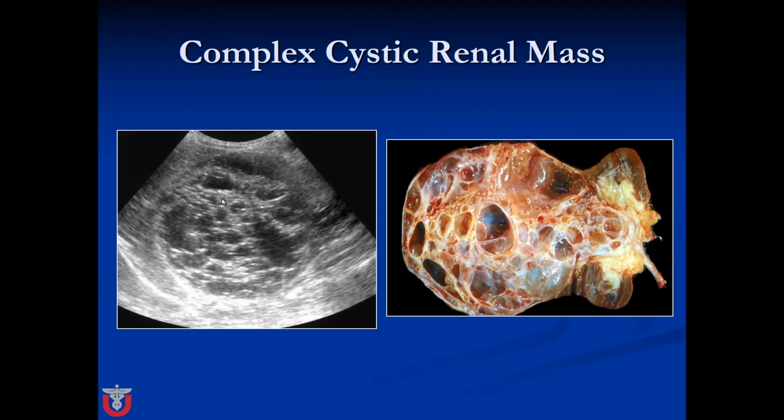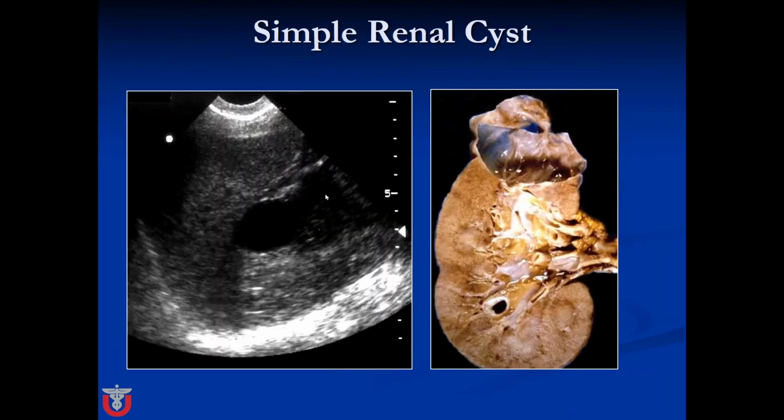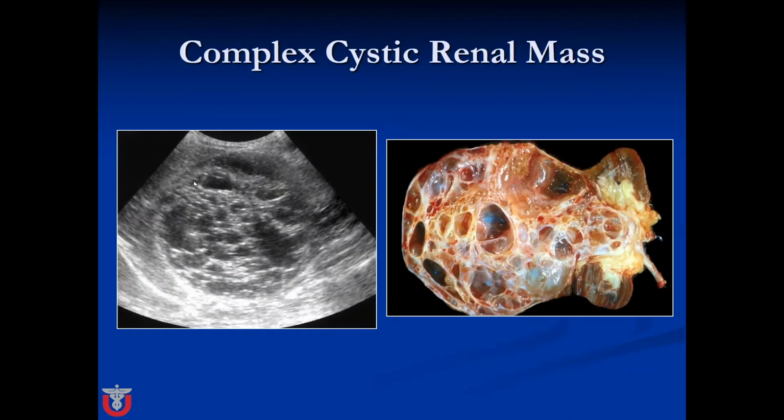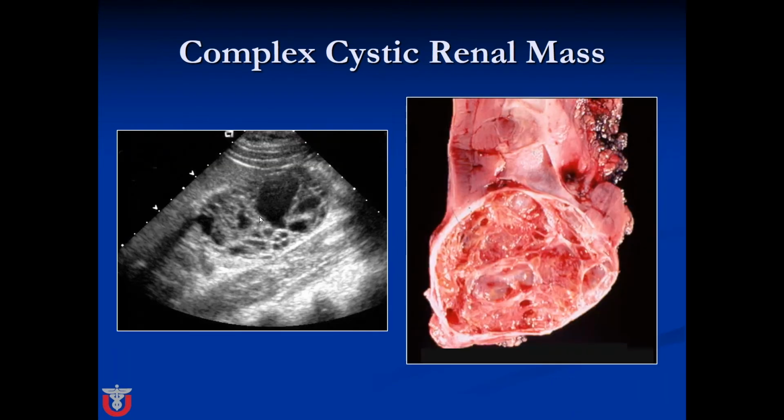And as I said, ultrasound is great for looking at simple versus complex. This one was very simple. This one's complex with all kinds of echoes and septations going through it. This happens to be a multilocular cystic nephroma. That's not important. What I want you to recognize is that this is a complex cystic mass on ultrasound.